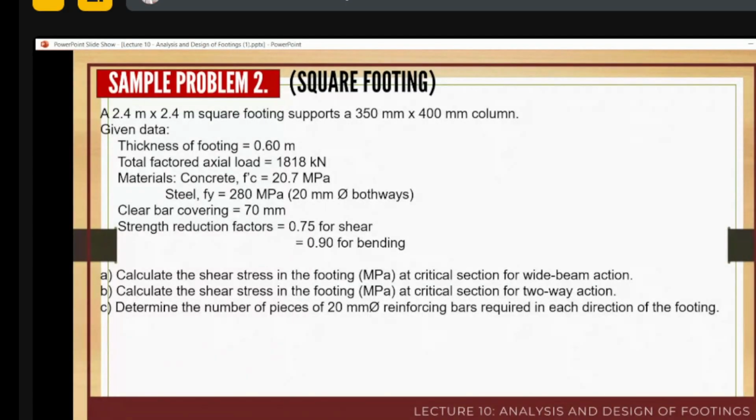Okay, thank you. Let's go to the next example. This is now for bending. We're done with the punching, so we're done with the one-way shear and two-way shear. So let's go to the bending.